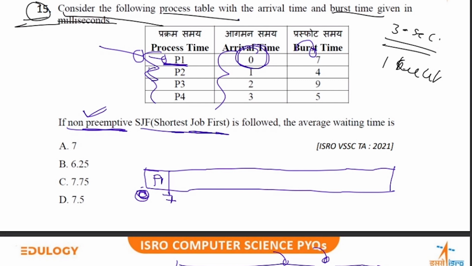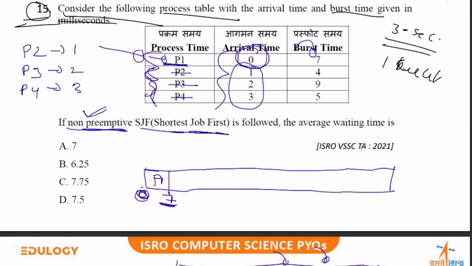Now you can see there are three processes, P2, P3, and P4, already alive in the ready queue. P2 arrived at time 1, P3 arrived at time 2, P4 arrived at time 3. So now we are at time 7, and these three processes are already in the ready queue.